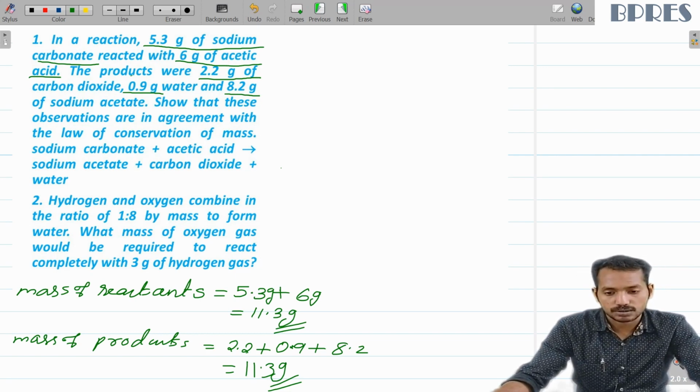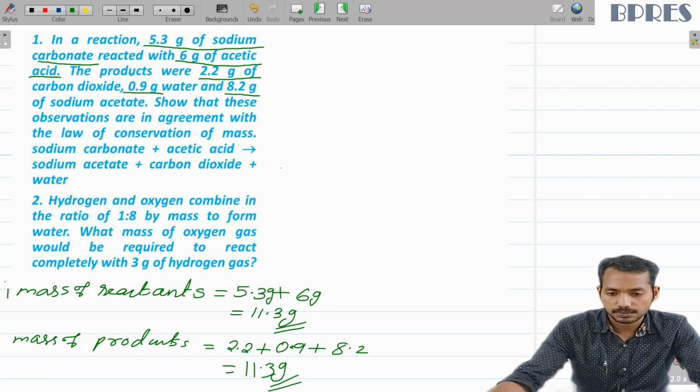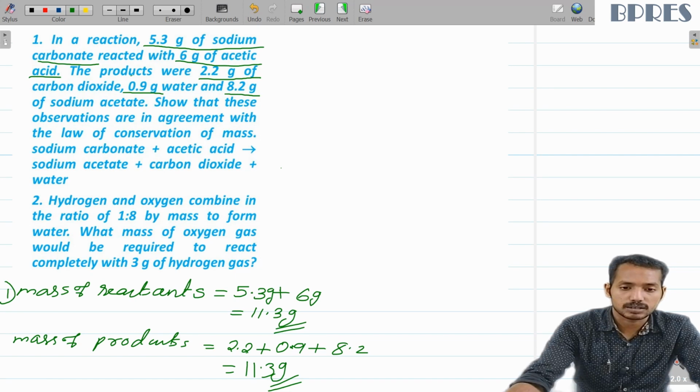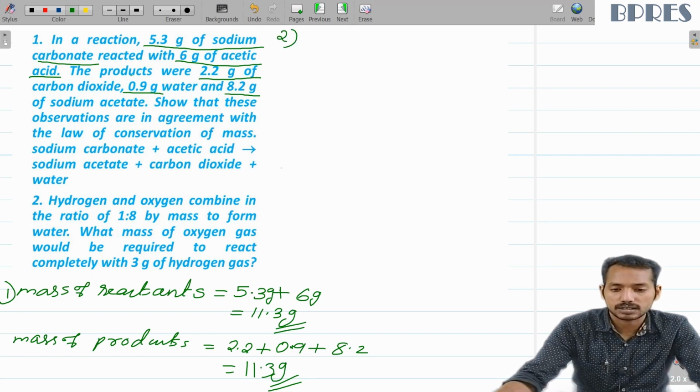And what is the next question given? Question number 2. This is question number 1. And what is about question number 2? In question number 2, hydrogen and oxygen combine in the ratio 1:8 by mass to form water. What mass of oxygen gas would be required to react completely with 3 gram of hydrogen?